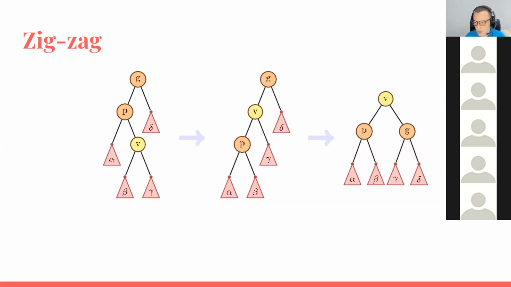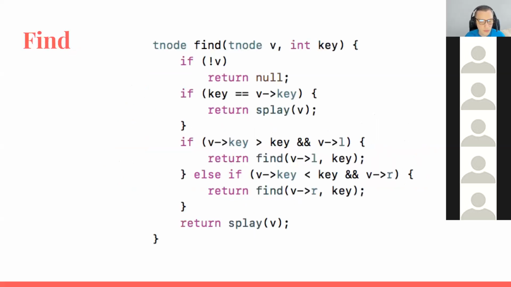Okay, so I think we can continue. We are going to learn a new function, find, which will find a vertex based on the key. So if our node is empty, we just return null. If we find that this vertex has the key that we are looking for, we will push this vertex and return it.